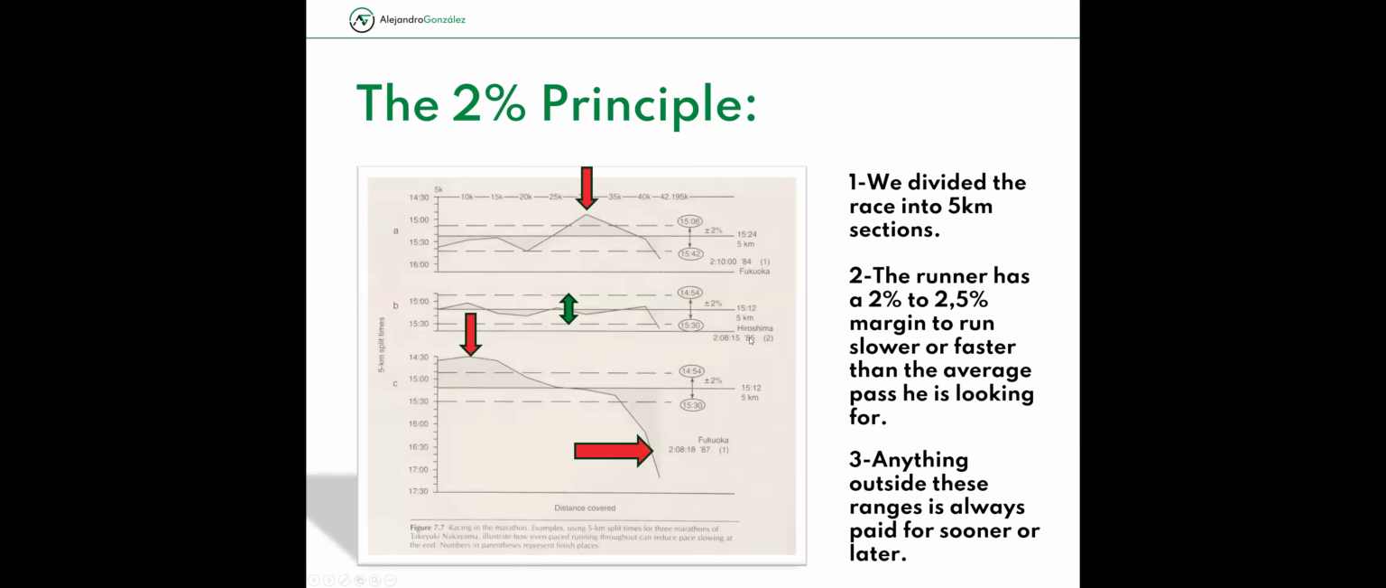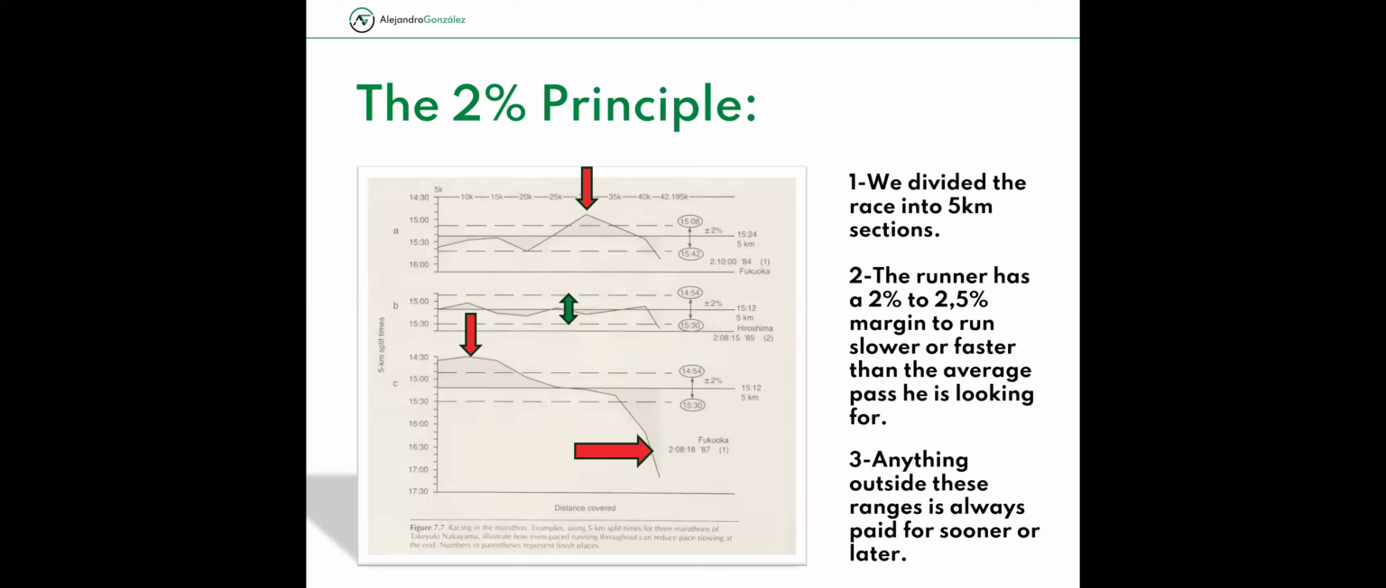Two years after that race, he tried to change the strategy, running faster from the beginning, faster than the 2%, and at the end he had to pay for this fast pace with a slower pace. That means that anything outside this range is always a payment sooner or later.